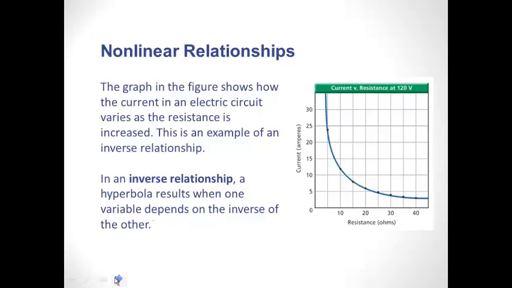An inverse relationship is shown by a hyperbola, and it is resulting when one variable is going to depend on the inverse of the other. For us in physics, the dependent variable is the one that is going to be changing based on the changes we make in the independent variable.